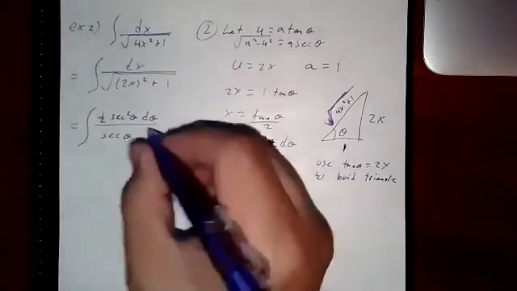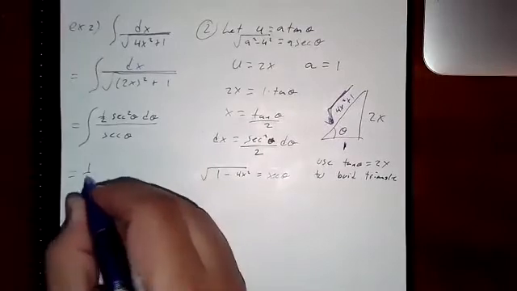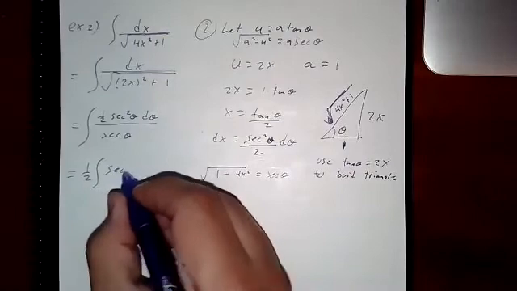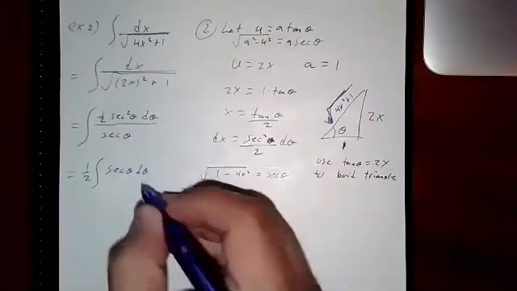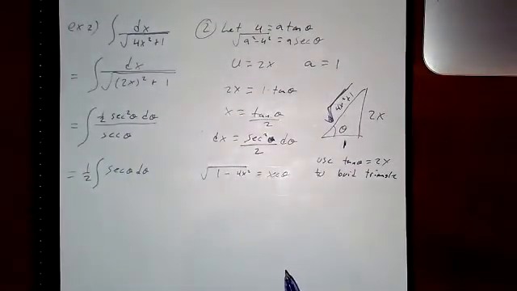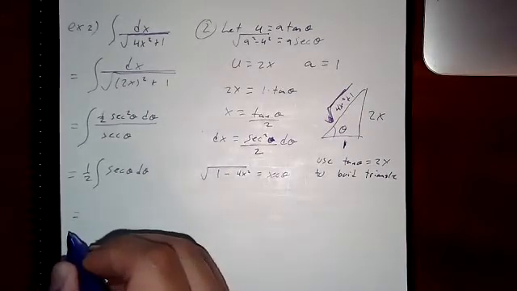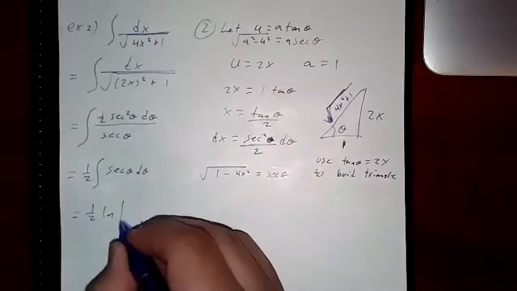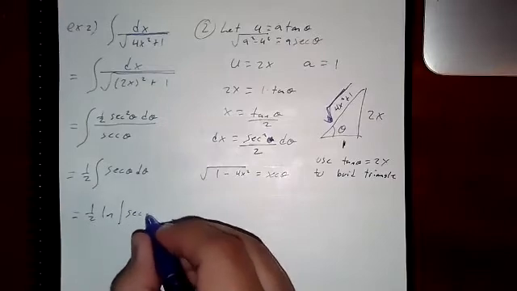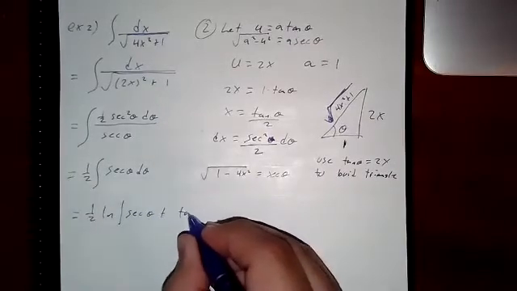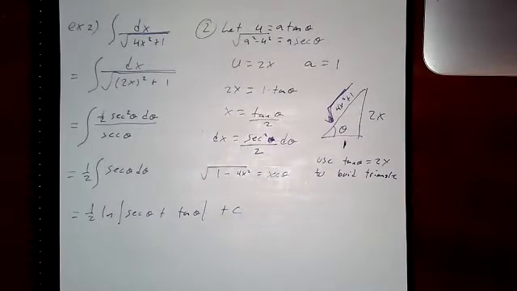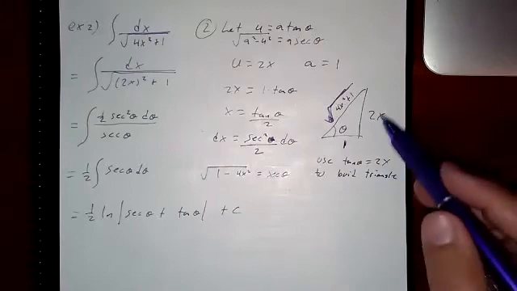So now notice how easy this integral is, right? You pull out the half in front. Secant squared divided by secant, that's just secant. Right? Integral of secant, that's going to be 1/2 ln of secant theta plus tangent theta plus c. But we're not done yet. We got to use the triangle to get back to x.